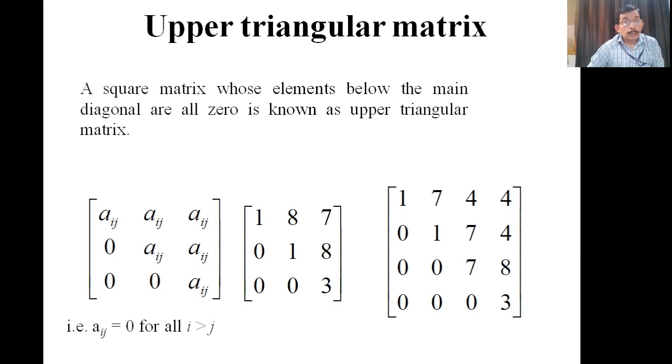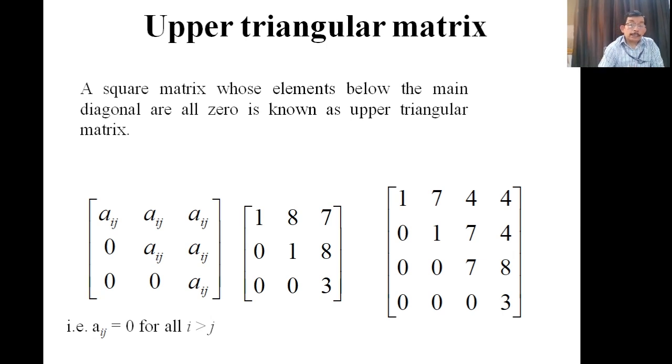Next is the upper triangular matrix. A square matrix whose elements below the main diagonal are 0 is known as an upper triangular matrix. In the second example, you see that the main diagonal elements are 1, 1, 3. The elements below the main diagonal are 0. This is an upper triangular matrix.